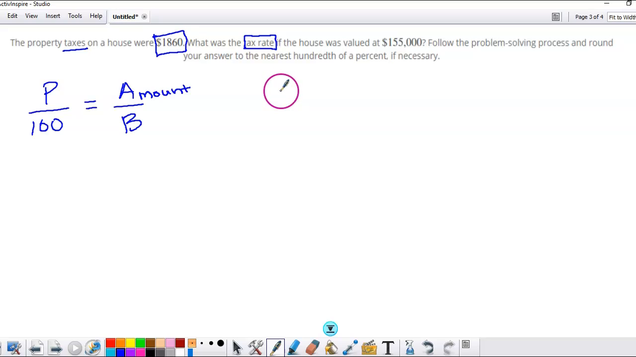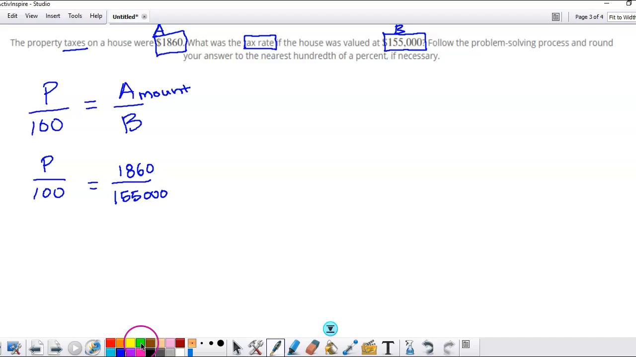And that tax was taken on, or that percent was taken on, this original value. B is always your original value. A is always the amount you get when you take the percent. So we have A and we have B. We do not have percent, but because we have all the other missing letters, we simply solve our proportion and we will have the tax rate, the percent of tax.